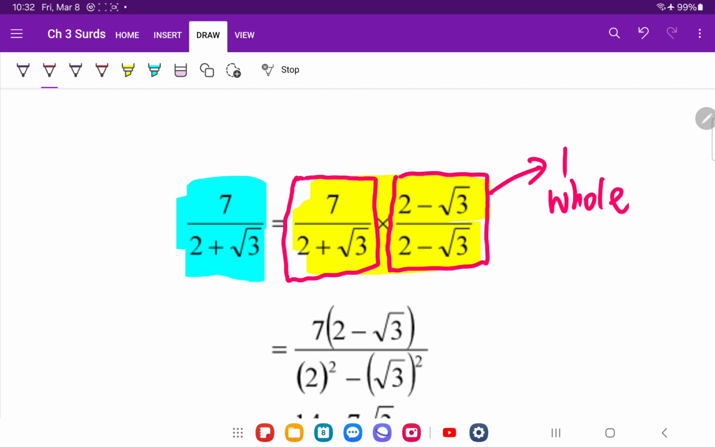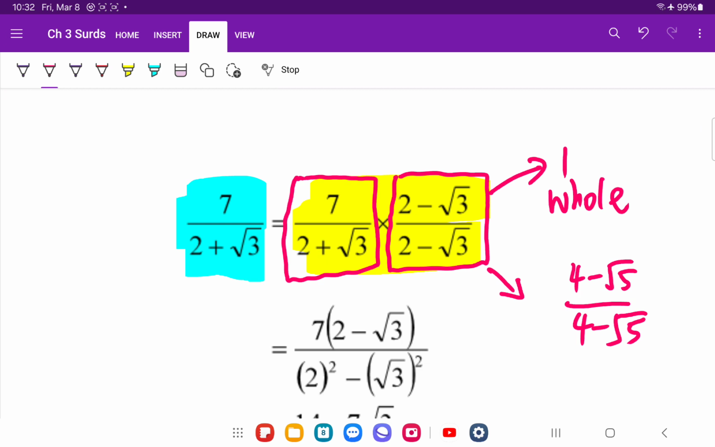Now, how do we know 1 whole? The same number over the same number. But people listen, the 1 whole, right? Why did this question purposely select 2 minus square root 3? Why can't it be something else? Why can't it be, for instance, 4 minus square root 5 over 4 minus square root 5? This is also 1 whole, right? But why did it purposely choose 2 minus square root 3?